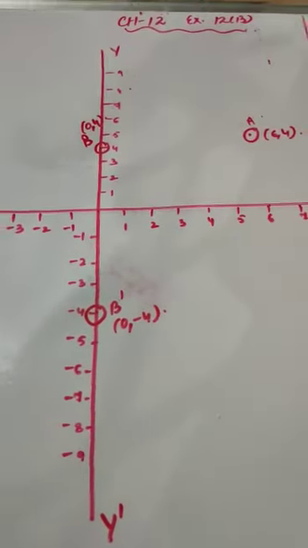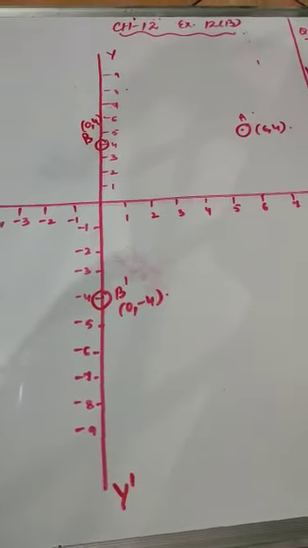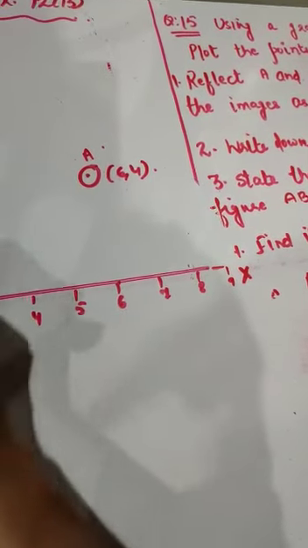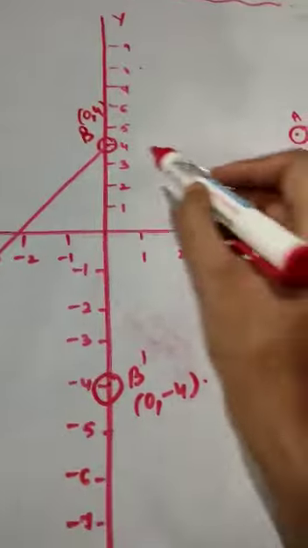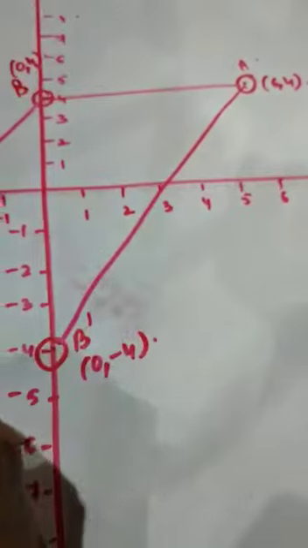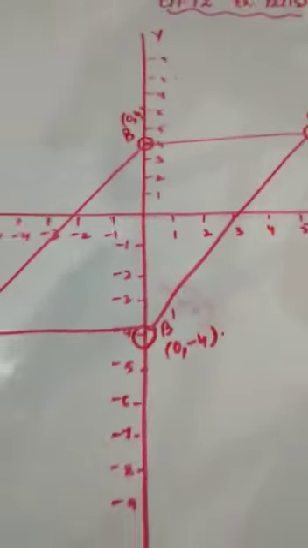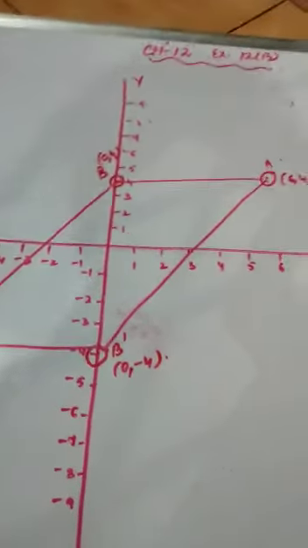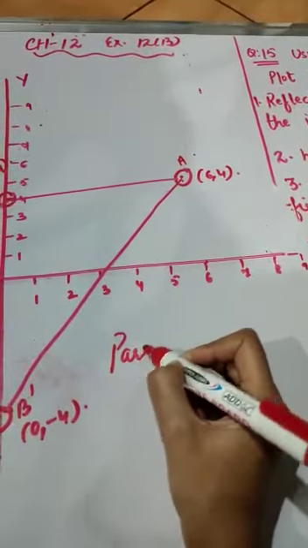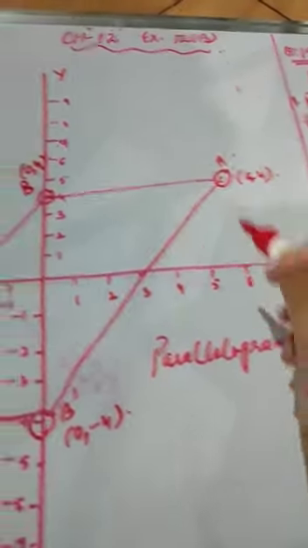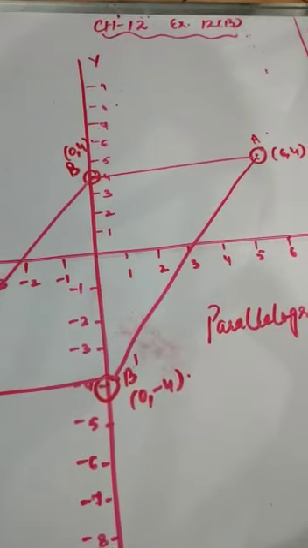So here we have plotted all points A, B, B dash and A dash. So we will join all these points. When we join these points, we will get a figure like this. We have to name this geometrical figure. This geometrical figure is a parallelogram, in which opposite sides are parallel and equal.